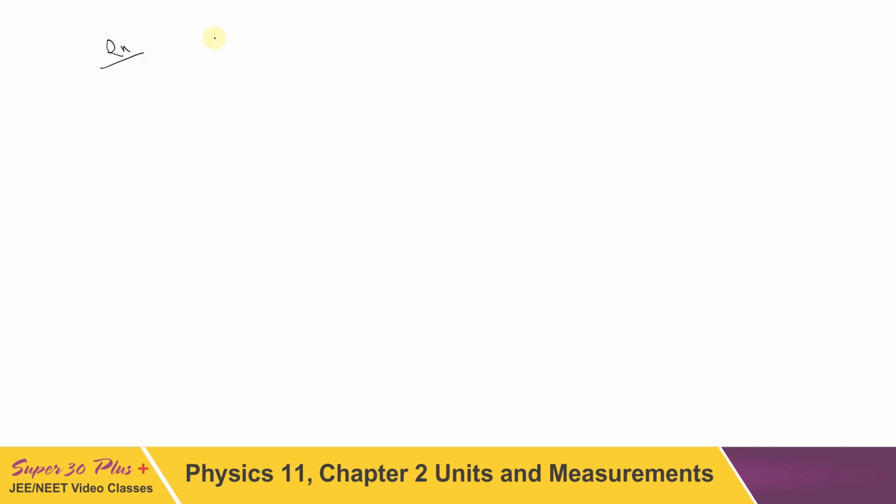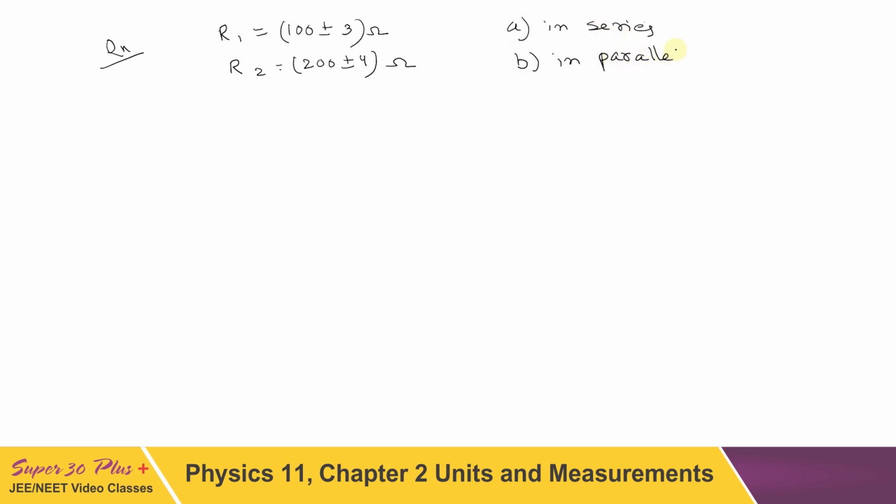It is saying that two resistors are there. One resistor is having value 100 plus minus 3 ohm. Another resistance is 200 plus minus 4 ohm. It is saying that these two resistances are first being connected in series and then in parallel. And we have to check what would be the equivalent resistance. So let us see how this is calculated.